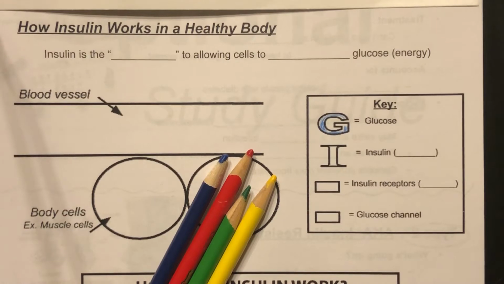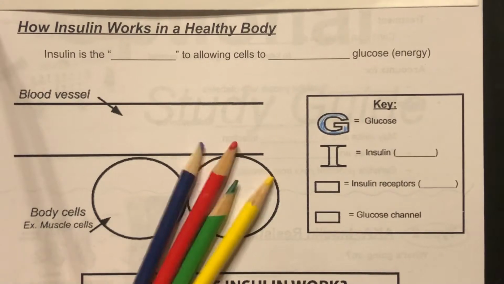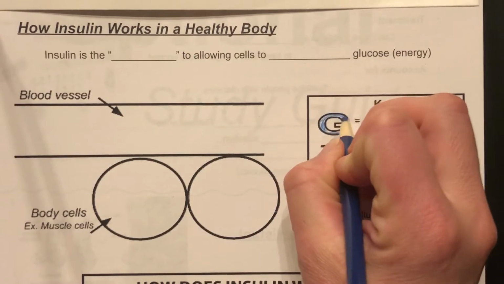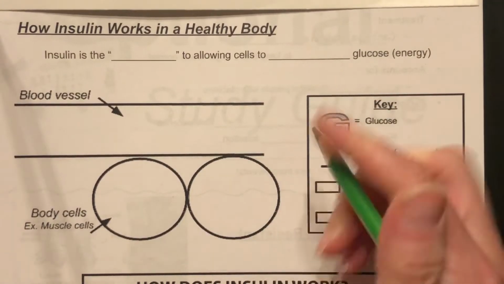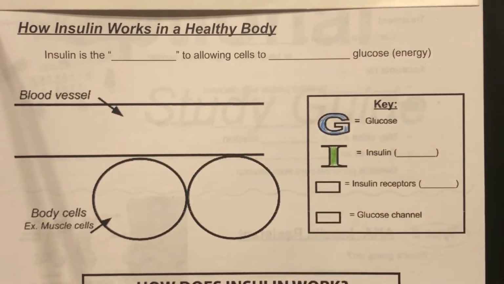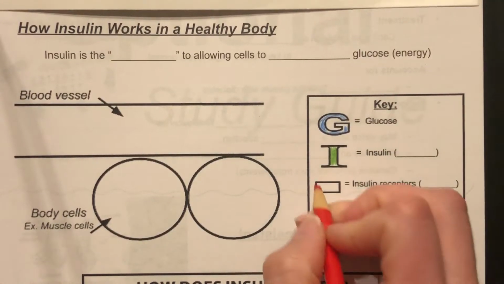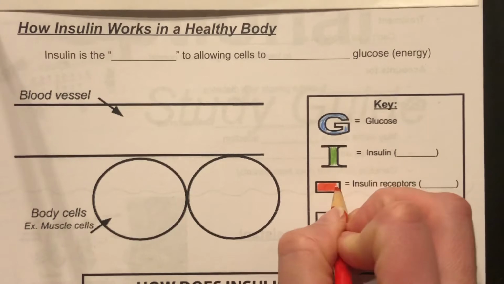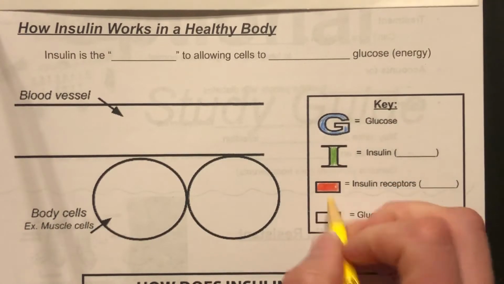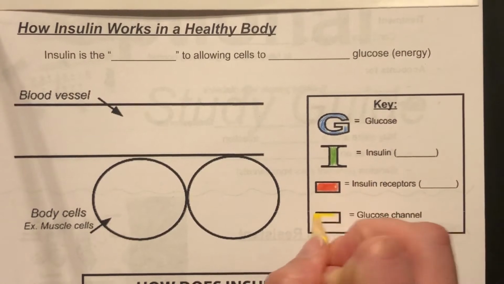So I'd like you to have 4 colored pencils. Today I'm going to be using blue, red, green, and yellow. We're going to start by filling in our key on the side. I for insulin, G for glucose, insulin receptors. We're just going to keep it simple and make them look like this. And we're also going to add on a glucose channel.